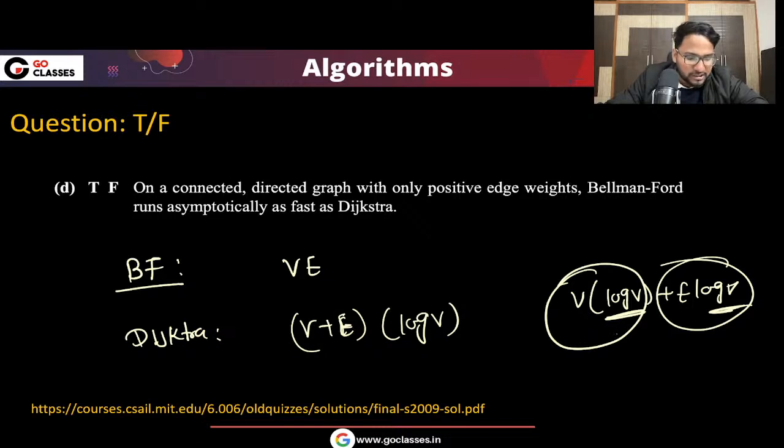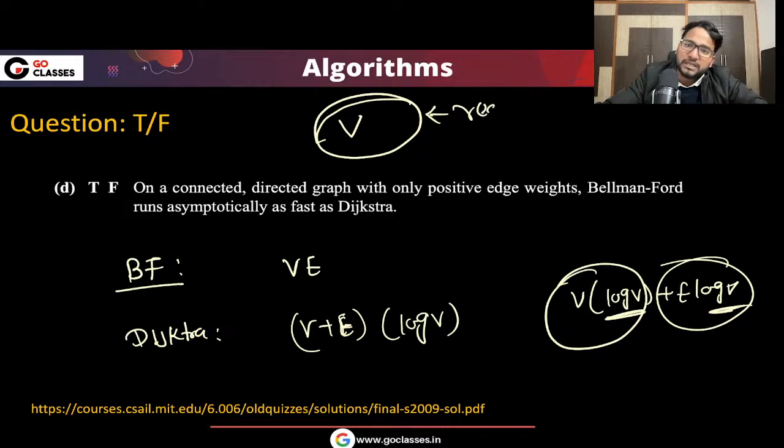V rounds of iteration is a sufficient condition to find a cycle. Yes, V rounds is sufficient if the negative cycle is reachable from S. If it is reachable from S, then V rounds are definitely sufficient, right?